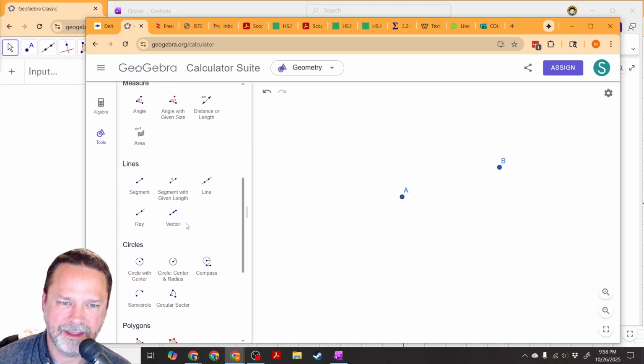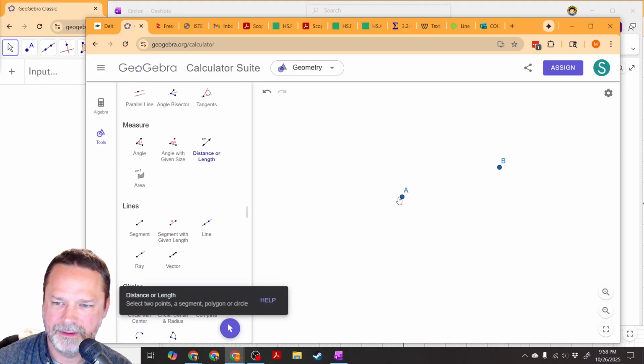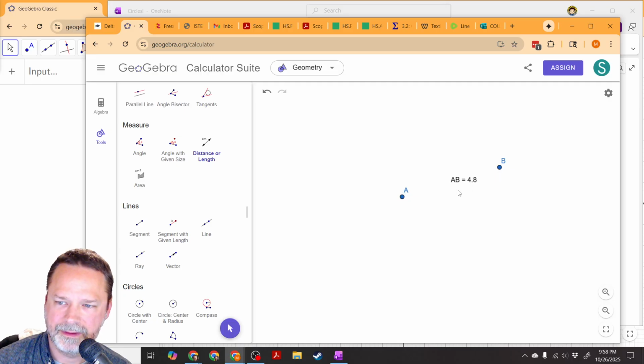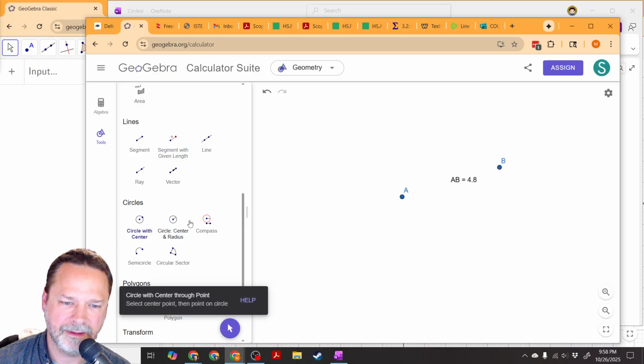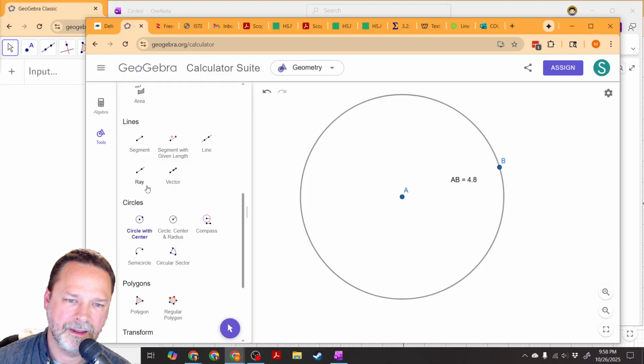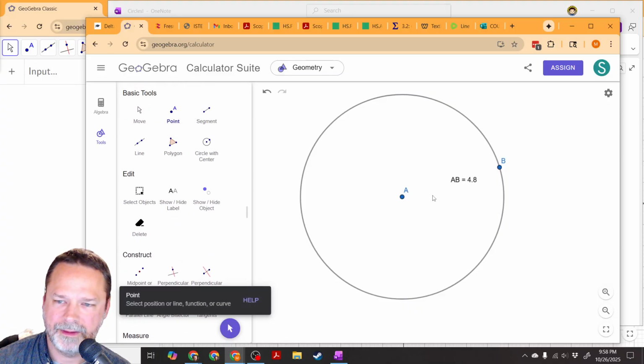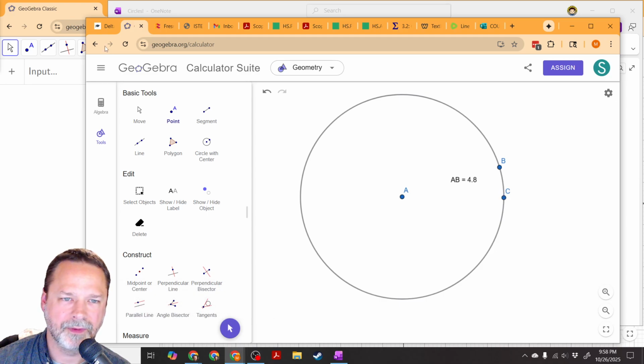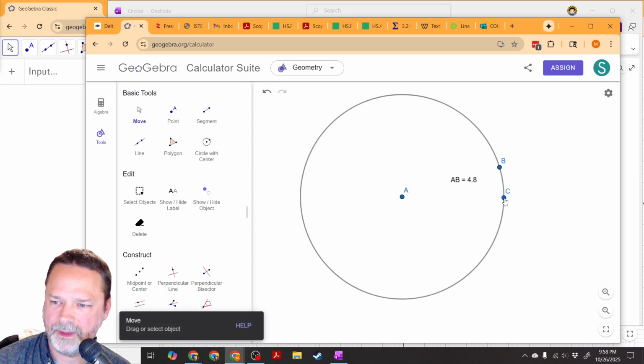And there is a measure tool. We can click on those and I got the distance there. Okay, and it's going to show it to me, so that's good to know. And now what I'll do is I'm going to make a circle. I got a circle tool here. This is my center. Here's my radius. And I'm going to stick another point on that circle that I can move around. And so there we go.